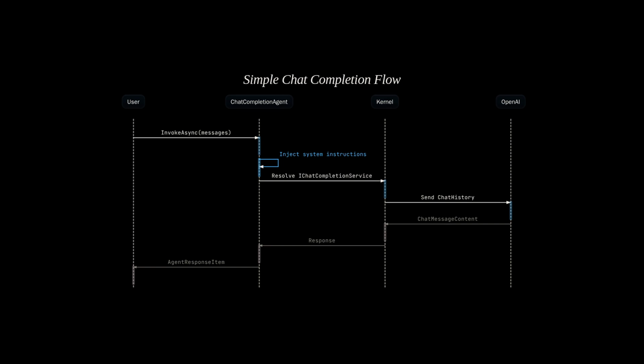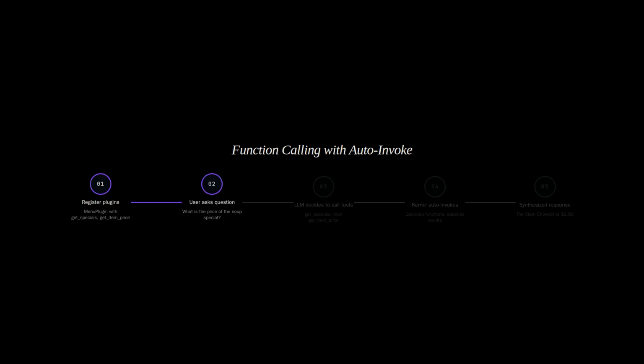One of the most powerful features is automatic function calling. You register a plugin, say a menu plugin, with methods like getSpecials and getItemPrice. When a user asks, "What is the price of the soup special?" the LLM decides to call getSpecials first, then getItemPrice. The kernel automatically invokes those Python methods, collects the results, and sends them back to the LLM. The LLM synthesizes a final answer, all without you writing any routing logic. It's like having an assistant who knows when to look things up.